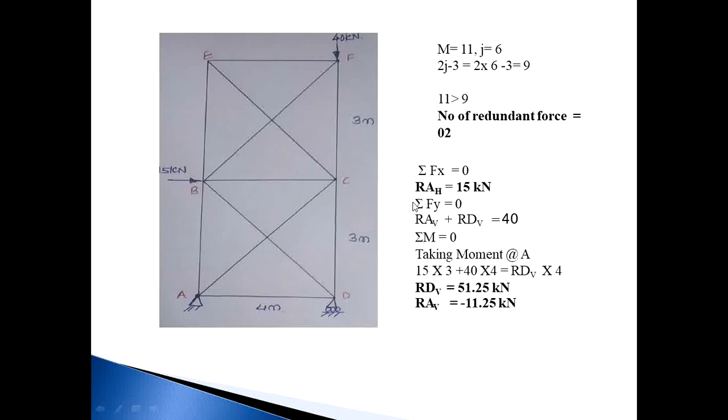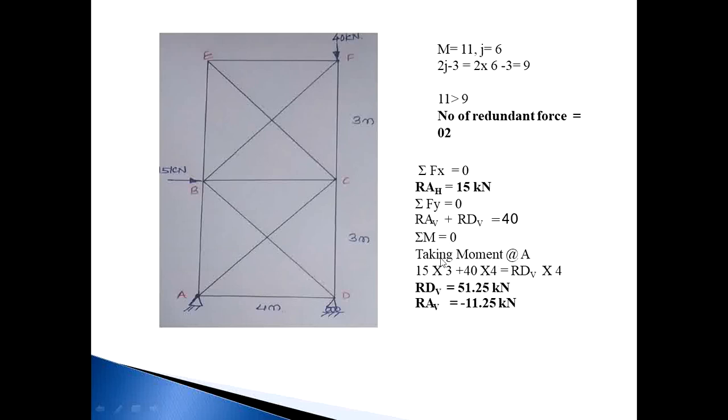By using the equilibrium conditions, summation Fx is equal to 0. We know that for a hinge support, the number of reactions is 2, that is vertical and horizontal. So the total number of horizontal forces in the system is 2, that is 15 kN and RAH. So RAH is equal to 15 kN, and that force acts in the opposite direction of this force, that is, to the left side. Then summation Fy is equal to 0, meaning upward force, that is RAV plus RDV, is equal to the downward force, that is 40 kN.